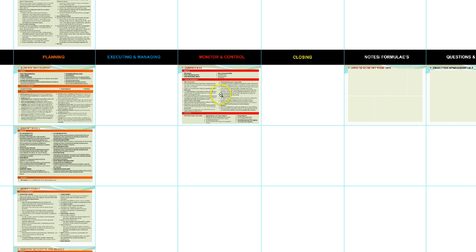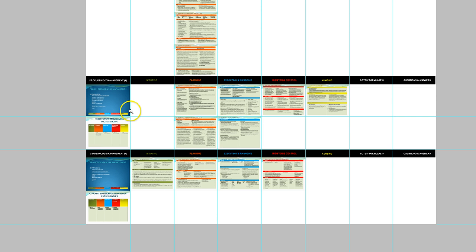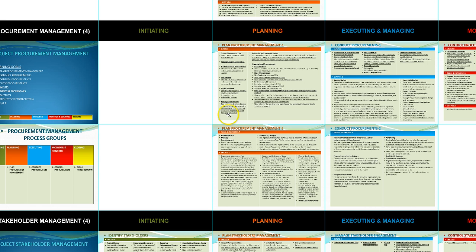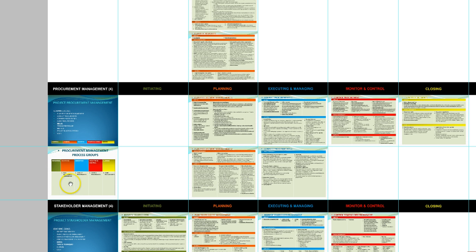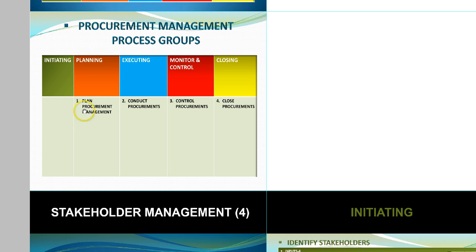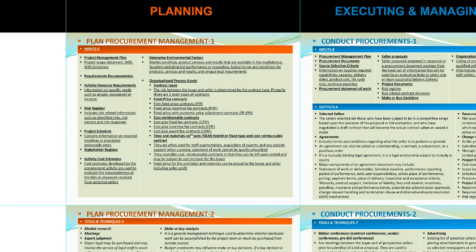Now let's jump to the next group, next knowledge area, which is procurement management. Now this has 4 processes, and if you look in here, leaving the initiating process, it has a process in all the 4 different process groups, starting with planning, execution, monitoring and controlling, and closing. Okay, now let's go to the first one, which is plan procurement management.